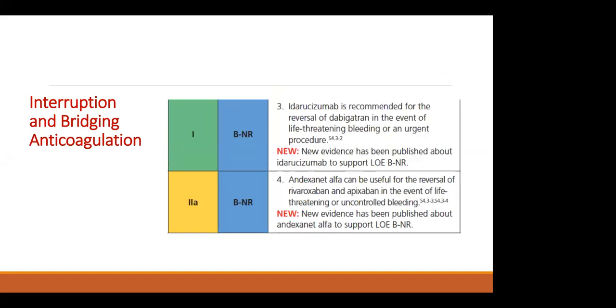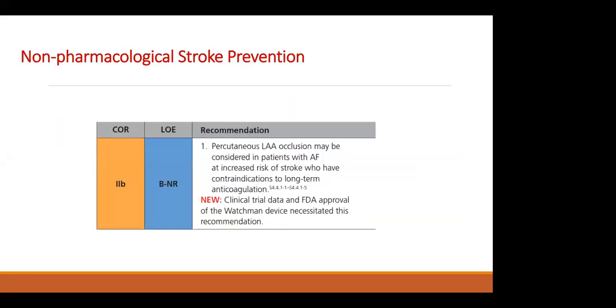Importantly, if your patient now has life-threatening bleeding, we now have some agents that can reverse the anticoagulant effect, for example idarucizumab for dabigatran, or andexanet alfa for rivaroxaban. Let's move to non-pharmacological stroke prevention.